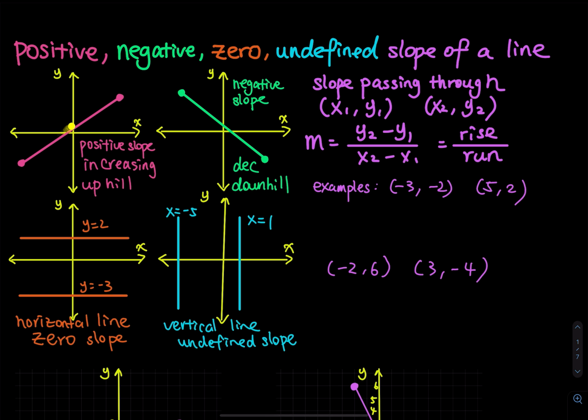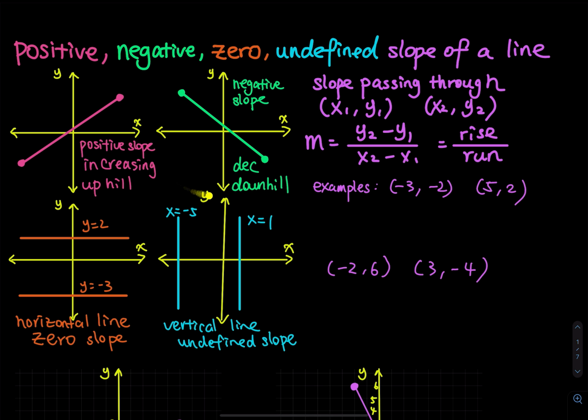This line has positive slope because the line is increasing and going uphill. So what do I mean by increasing? Increasing means as x increases, y increases. Another way to say this is the line is going uphill. So just like driving, as you go from left to right, you are going uphill.